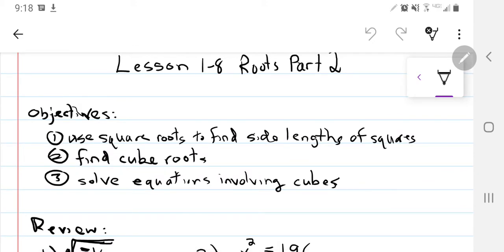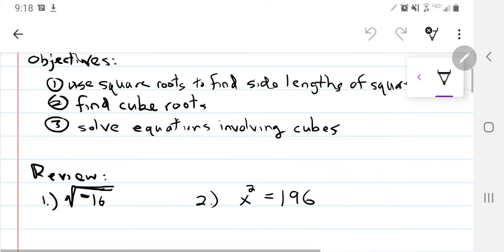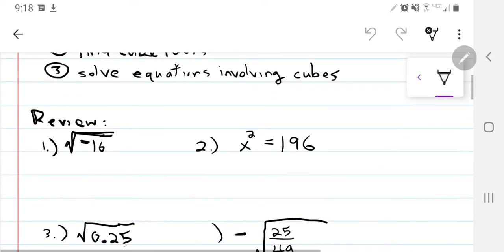Okay, we're going to use square roots to find side lengths of squares. We're going to find cube roots, and then we're going to solve equations involving cube roots.